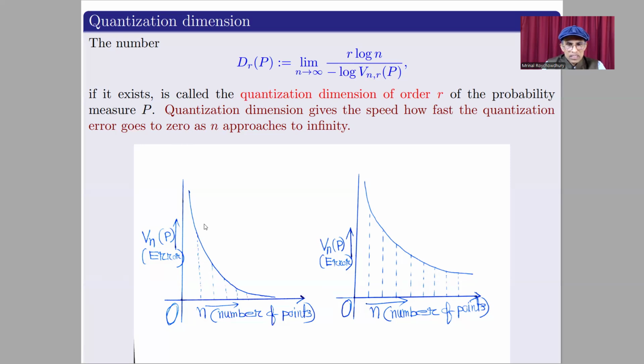So in this case, the quantization dimension is smaller than the quantization dimension in this case. Smaller means the error decreases quickly. That's quicker than the decreasing rate in this case. Okay, now next slide.